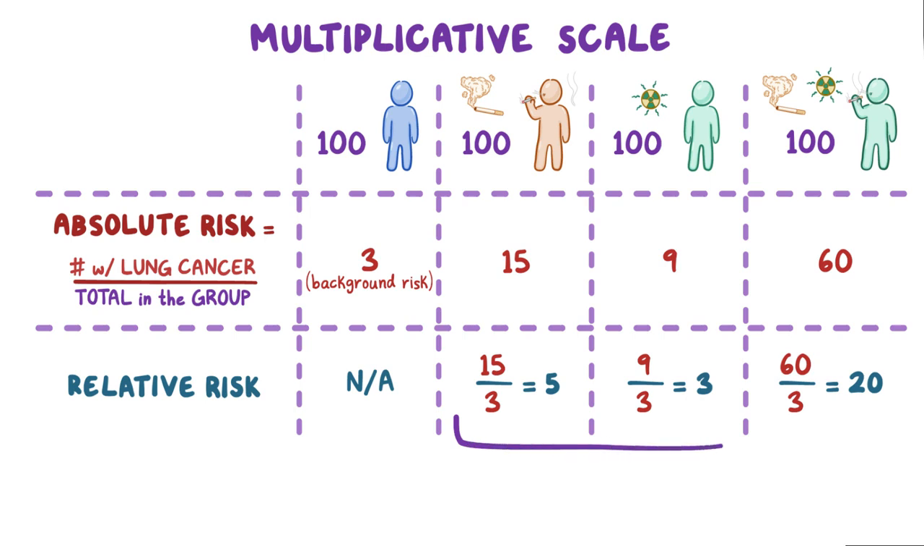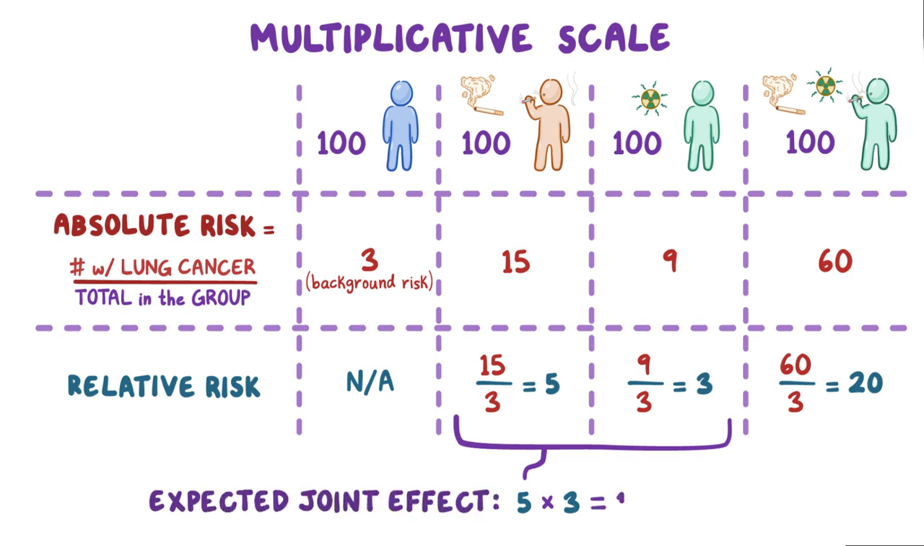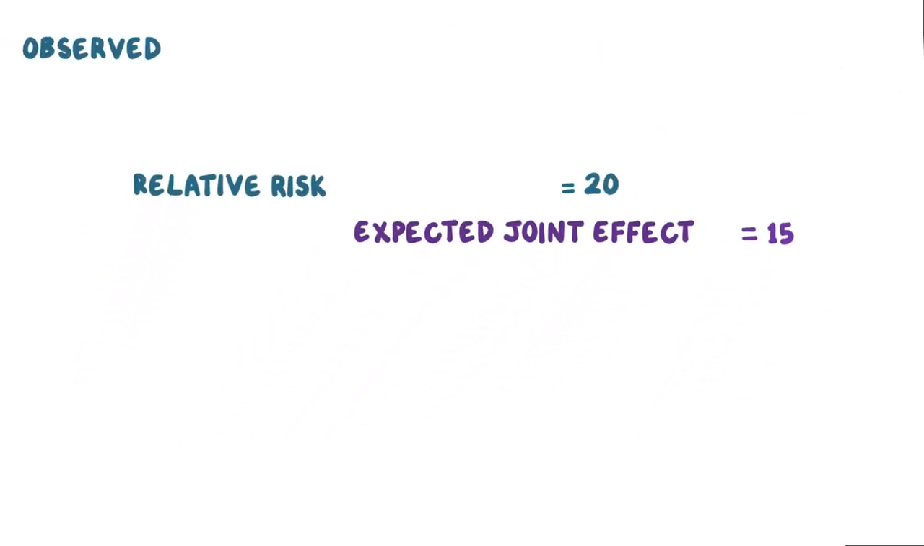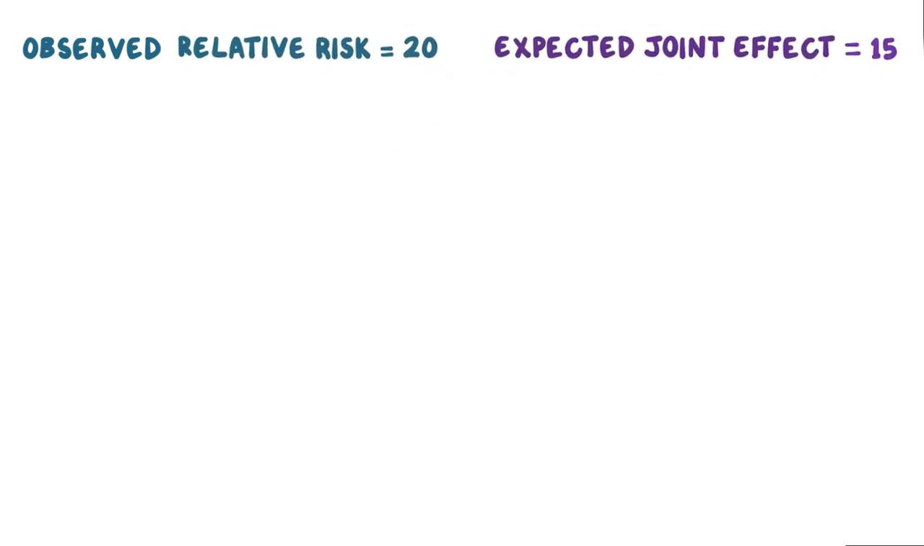We now multiply the relative risk of each of these two exposure groups, 5 times 3, to get the expected joint effect of 15. In other words, we expect people who smoke and are exposed to radon to have 15 times the risk of lung cancer compared to people who don't smoke and aren't exposed to radon. But the observed relative risk in this group was 20, which is higher than the expected relative risk of 15. So there's evidence of interaction.